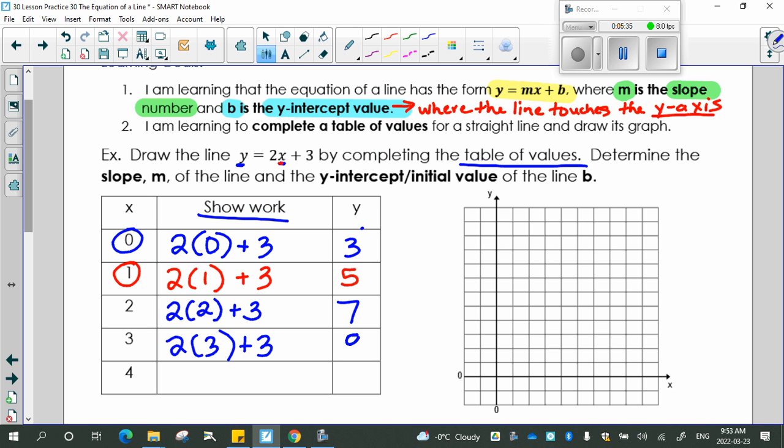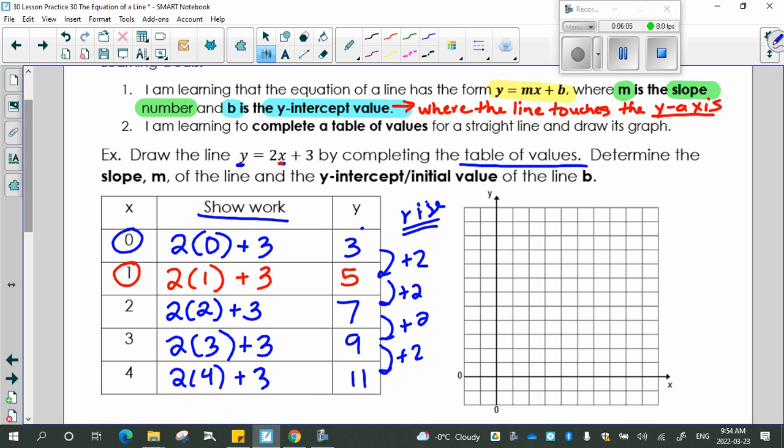9. And even without filling in the work here, what do you know this is going to be and how do you know it? Charlie? Because the rise. Love it. So he knows this is the rise and the pattern is going up by 2 each time. So he knows that's going to be 11, even though he didn't type it into his calculator. Okay, and sure enough, 2 times 4 plus 3 is 11.